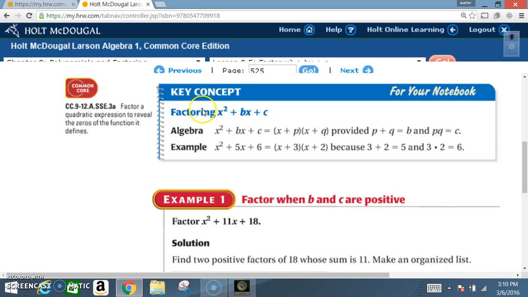Key concept, get this in your notes. Factoring x squared plus bx plus c. Algebra: x squared plus bx plus c equals x plus p times x plus q, provided that p plus q is equal to b and p times q is equal to c. Example, x squared plus 5x plus 6 equals x plus 3 times x plus 2, because 3 plus 2 is equal to 5, but at the same time, 3 times 2 is equal to 6.